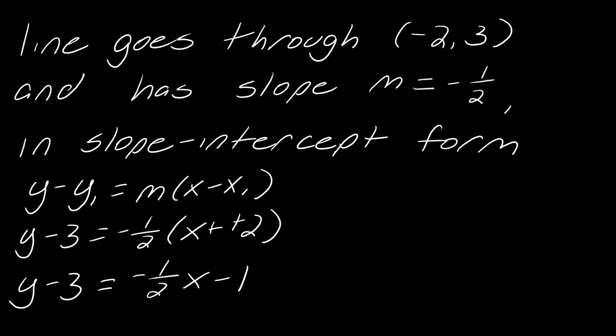That's just 1, so this is going to be -1. And then to finish this, I'll add 3 to both sides, so my final answer then will be -1/2 x plus 2. Okay, so that's one type of writing equations of lines.